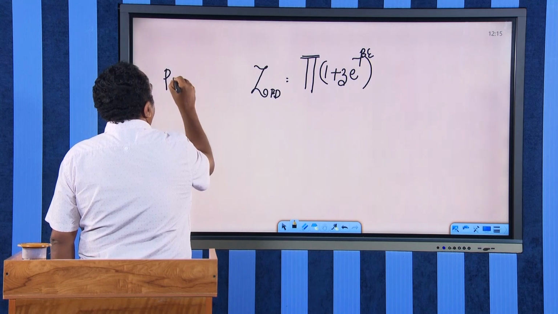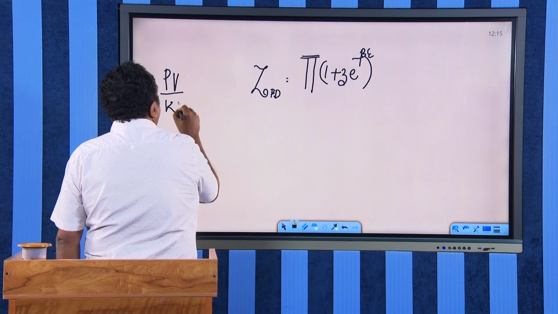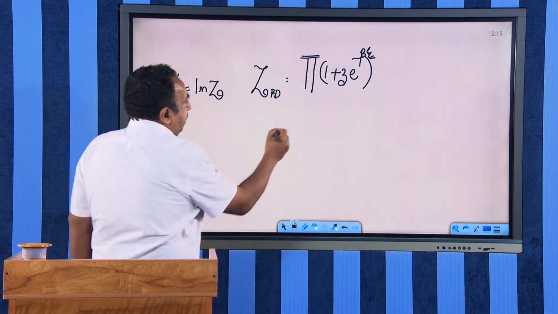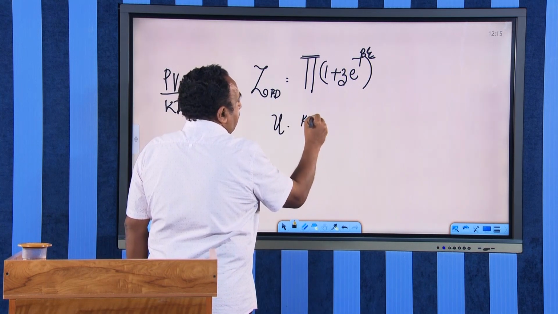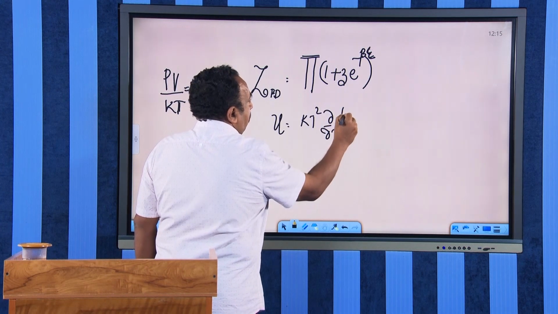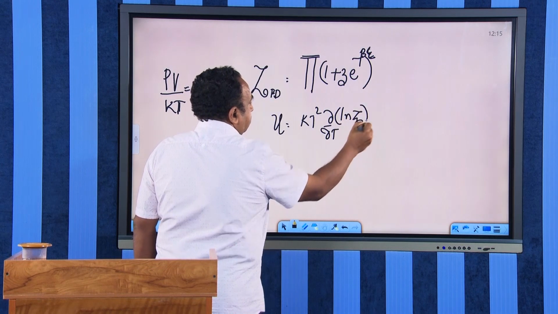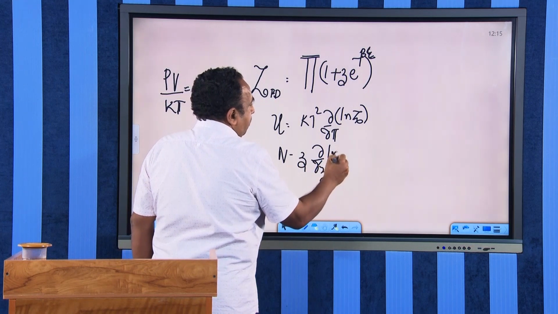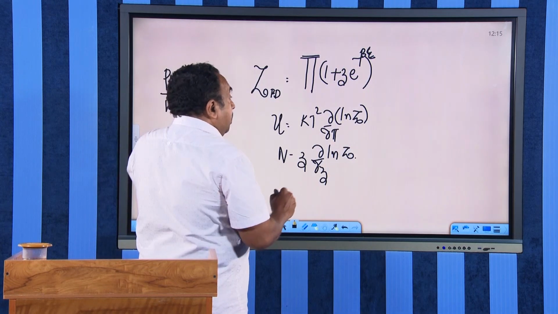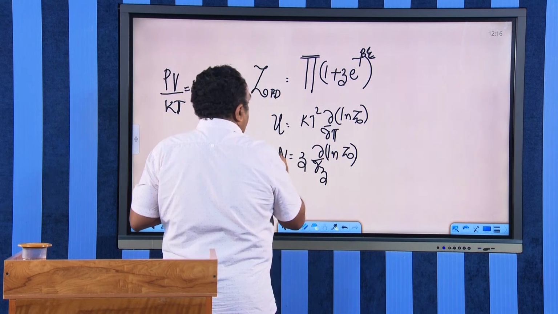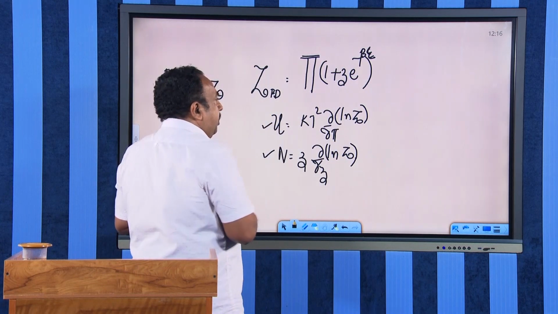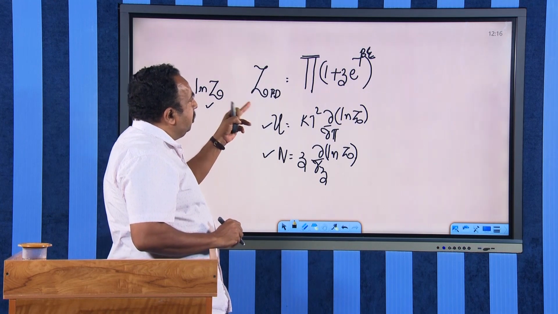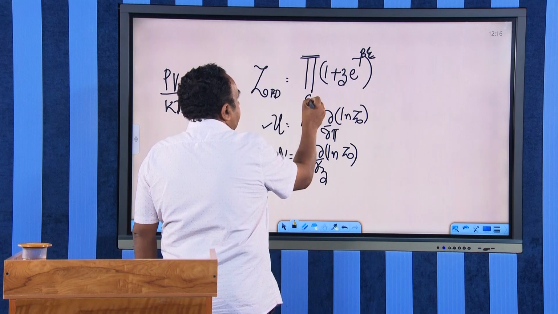In your grand canonical ensemble, you have PV by KT equal to log Z. I will write here: U is equal to KT squared dou by dou T of log Z, and you have n is equal to z dou by dou z of log Z. All these require log Z. If you want to find n, I require log Z. If I want to find U, the internal energy, I require log Z. If I want to find pressure, I require log Z. Therefore, I will convert this Z, which is given as the product over energy states, into log Z.